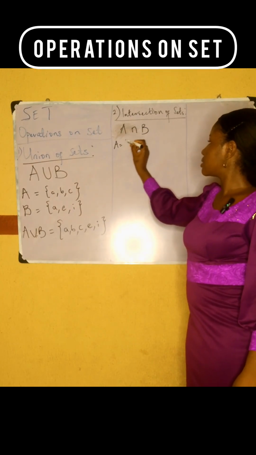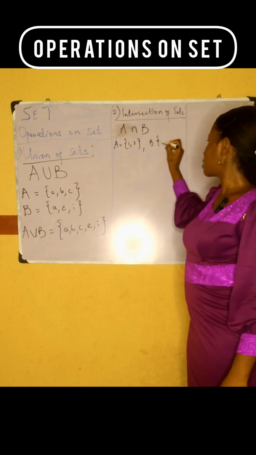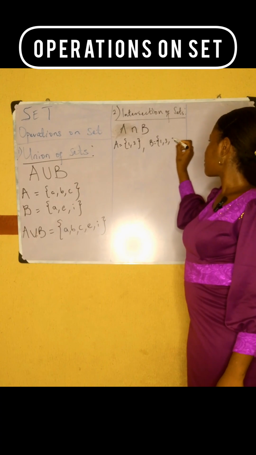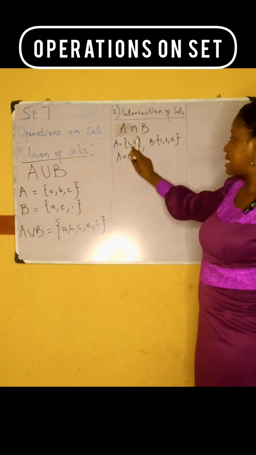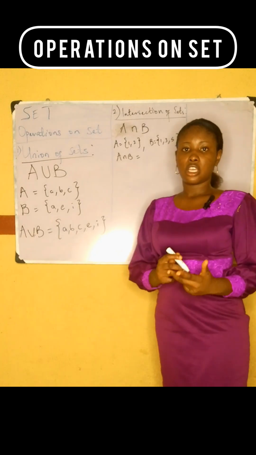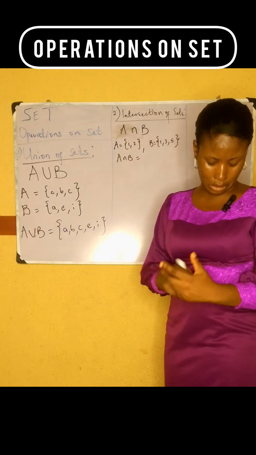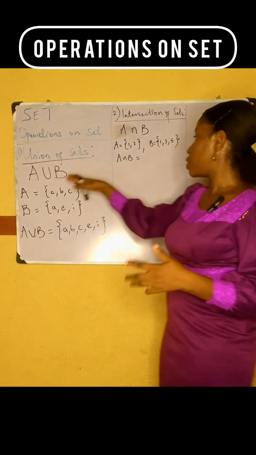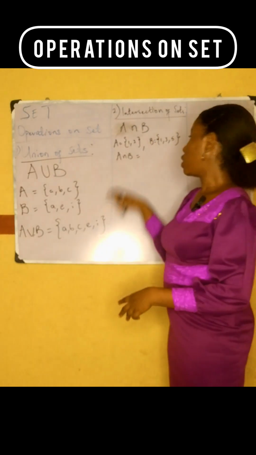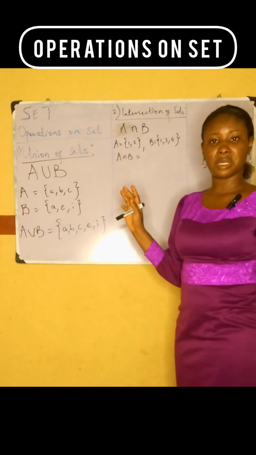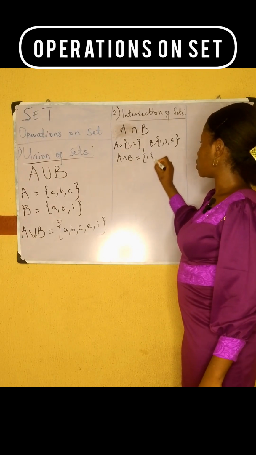Now, if A is {1, 2}, and B is {1, 3, 5}, A intersect B is asking you what is in A that is also in B. A union B is asking you to bring the elements of both sets together, while A intersect B is saying what is here that is also here. As simple as that. So 1 is here, 1 is here. So A intersect B is just {1}.